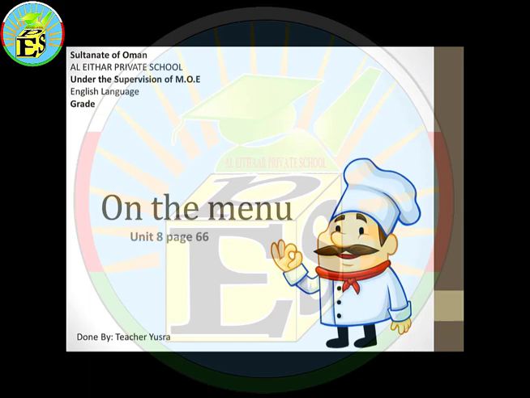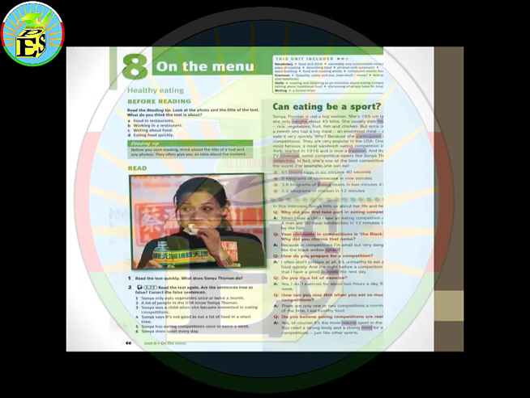Today we will start with a new unit, which is unit number 8. The title of this unit is On the Menu. I would like you to open your student's book, page 66. This is how the page looks like.